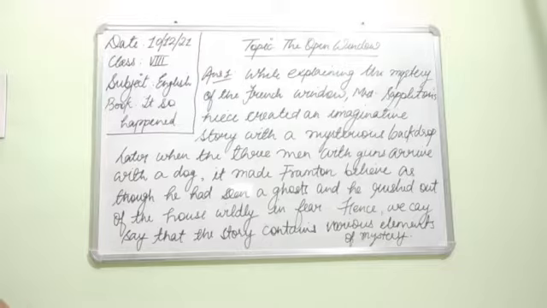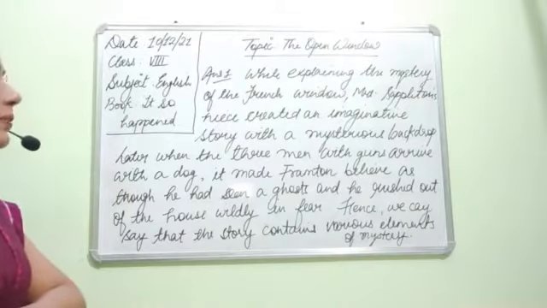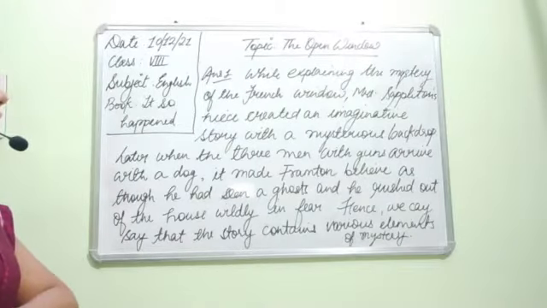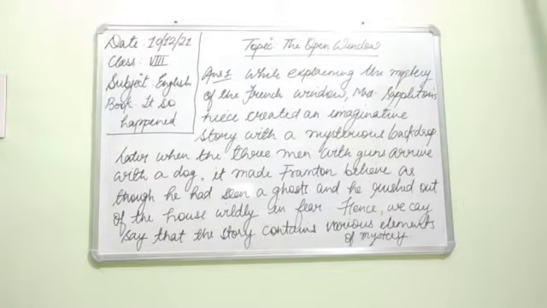While explaining the mystery of the French window, Mrs. Sappleton's niece created an imaginative story with a mysterious backdrop. Later, when the three men with guns arrived with a dog, it made Frampton believe as though he had seen a ghost, and he rushed out of the house wildly in fear. Hence, we can say that the story contains various elements of mystery.